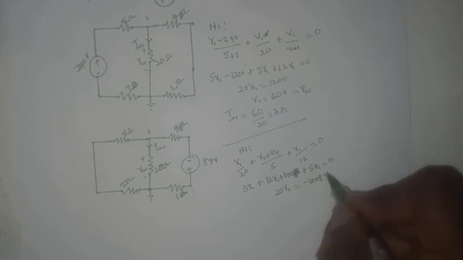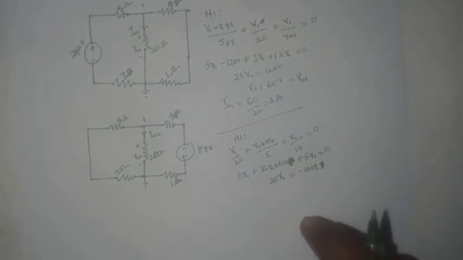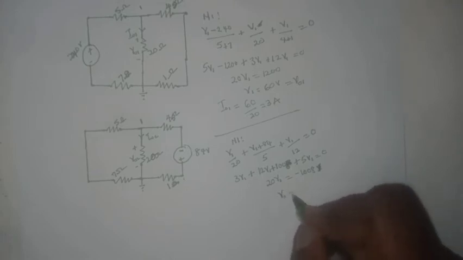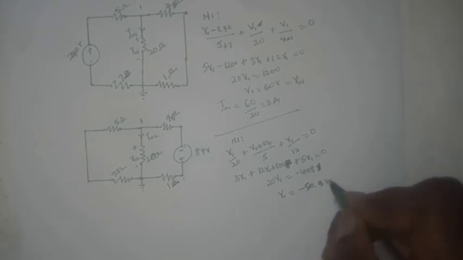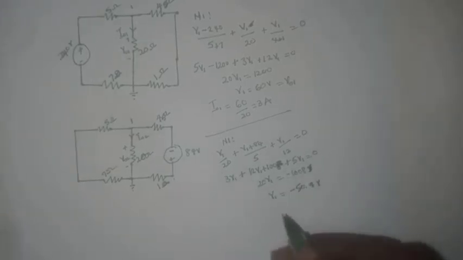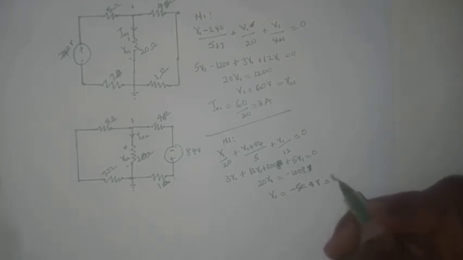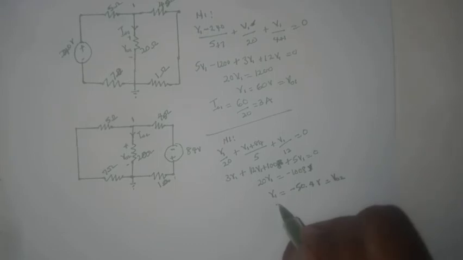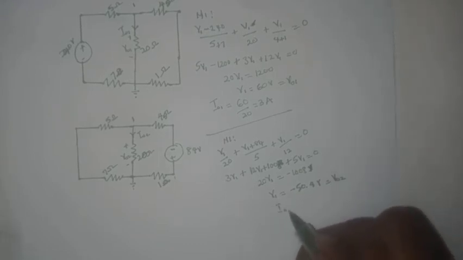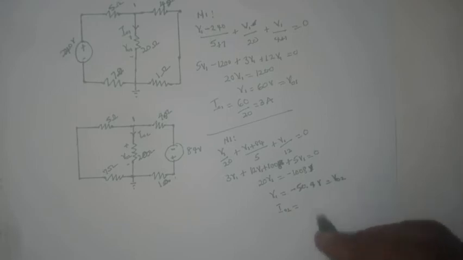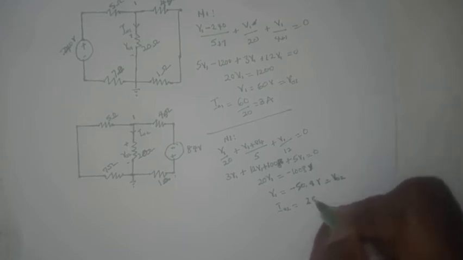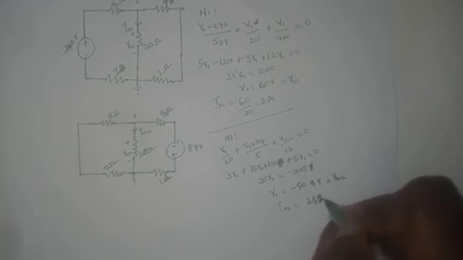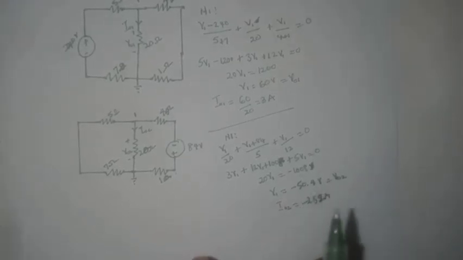So we expect the value of V1 to be minus 50.4 volts, and with that we know that it is equal to V02. I02 would be equal to minus 50.4 divided by 20 ohms, which is minus 2.52 amperes in this direction.